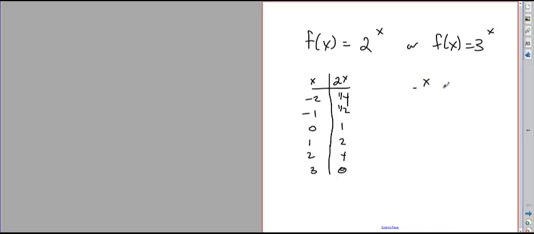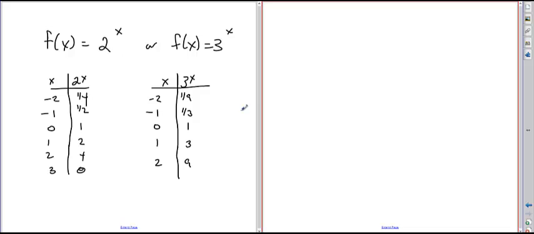Likewise over here, you're going to have a similar kind of thing. We'll start here at -2, -1, 0, 1, and 2. Let's start at 0. 3 to the 0 power is 1. 3 to the first power is 3. 3 to the second power, 3 times 3 is 9. And then we could do 1/3 and 1/9 for the other side. So we can plot those parent functions if we want to.